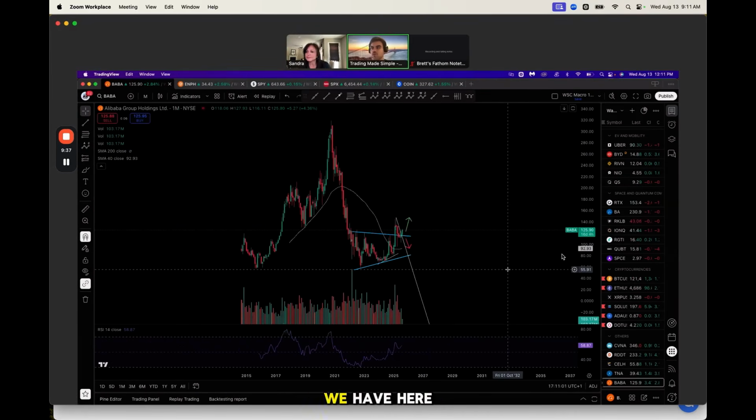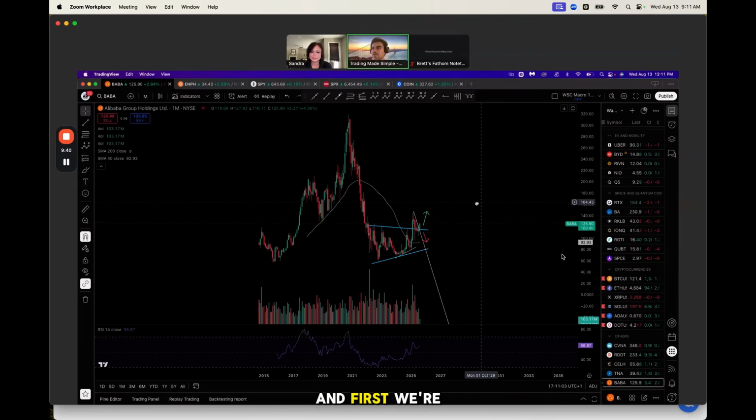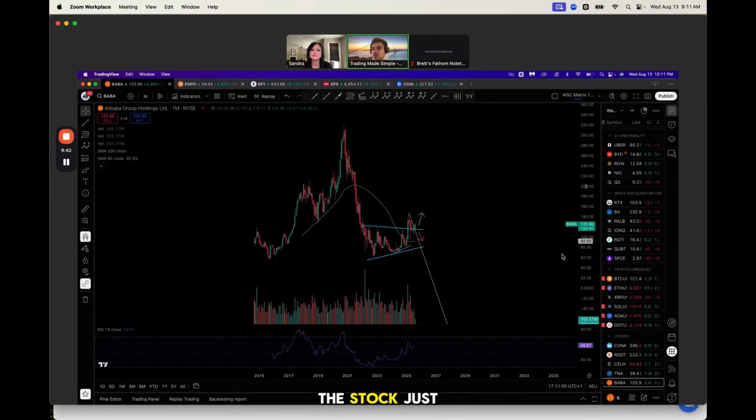All right, perfect. So we have here the BABA chart. First, we're going to analyze the stock just on price action, and then we're going to bring in the options flow data, which I don't know yet which is going to be. So we're going to check it, and it will be a surprise for everyone. I don't yet know what is in it.